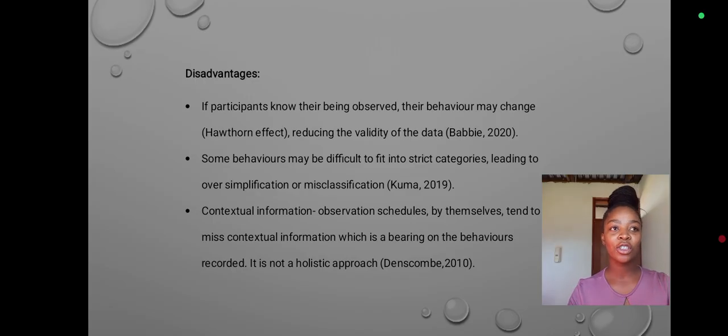The disadvantages of structured observation. Firstly, if participants know they are being observed, their behavior may change, reducing the validity of the data. Secondly, some behaviors may be difficult to fit into strict categories, leading to oversimplification or misclassification. Thirdly, contextual information. Observation schedules by themselves tend to miss contextual information, which has a bearing on the behavior recorded. It is not a holistic approach.